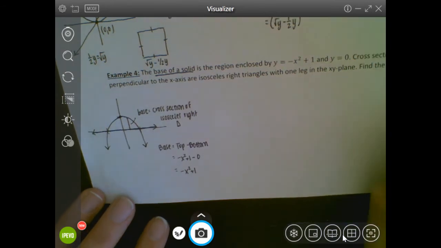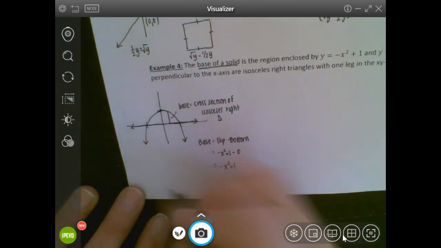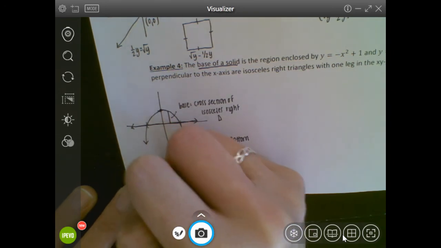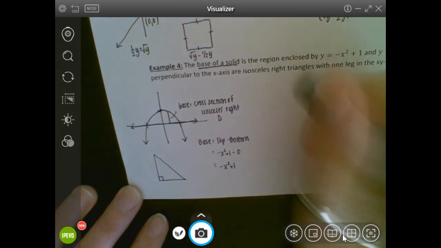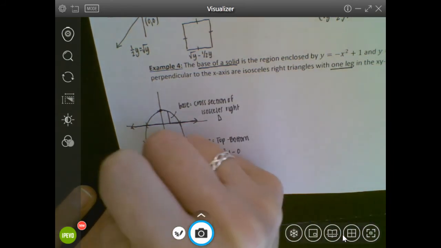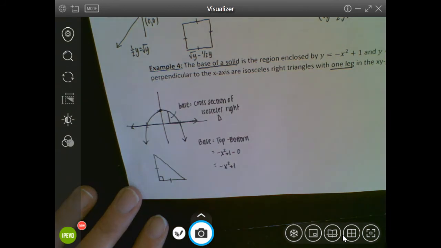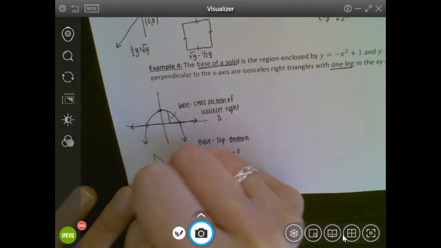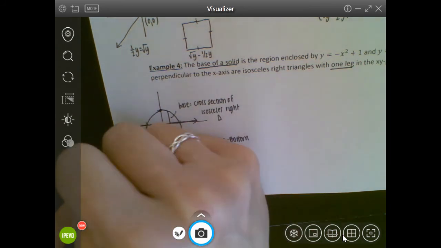So if I think about what that means in terms of a diagram, we're talking about an isosceles right triangle. So I know that in an isosceles right triangle, my legs are going to be the same. And it's telling us that the base is our leg. So my base and my height are always going to be the same length in an isosceles right triangle. So if my base is this negative x squared plus 1, my height is also going to be the same thing.